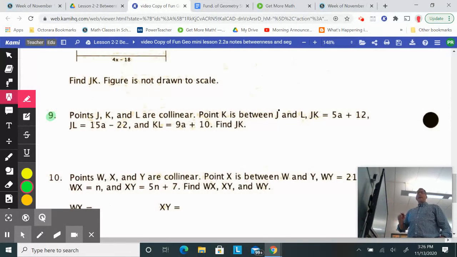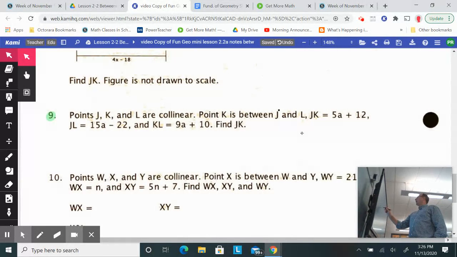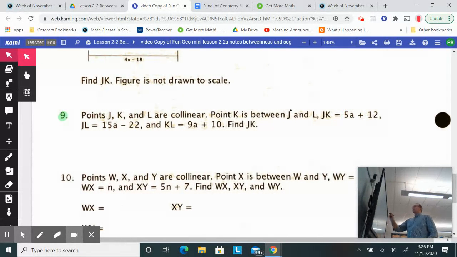All right, let's take a look at number 9. It says points J, K, and L are collinear. That means they're all on the same line. Collinear, all on the same line or line segment. Point K is between J and L. From J to K equals 5a plus 12. From J to L, it equals 15a minus 22. And the distance of K to L equals 9a plus 10.